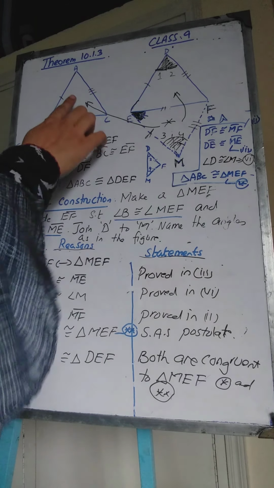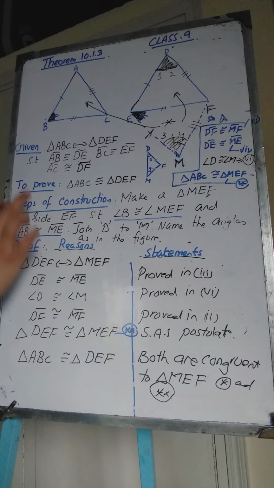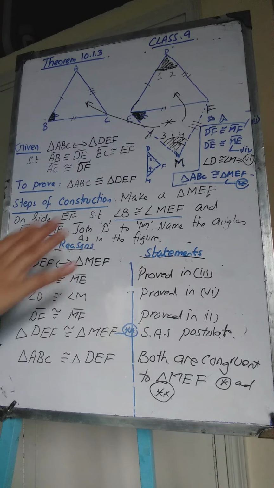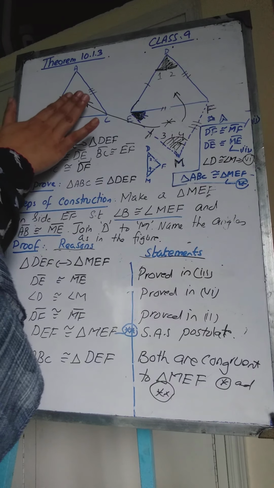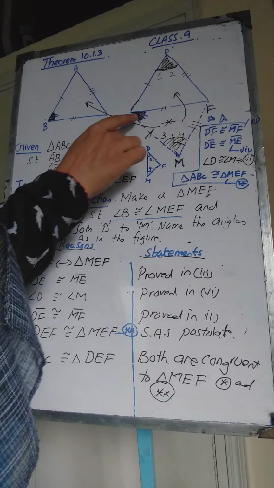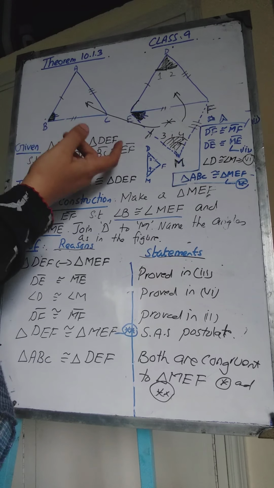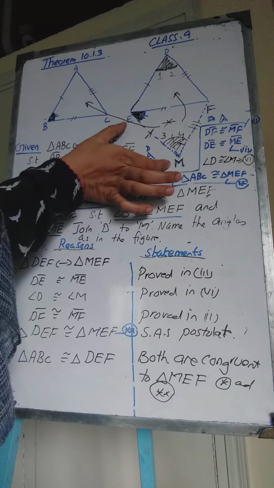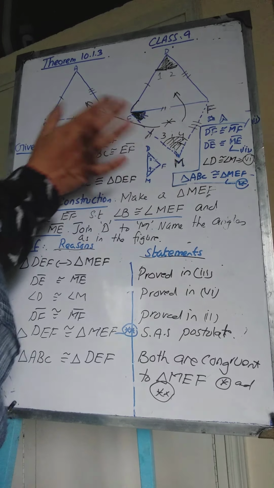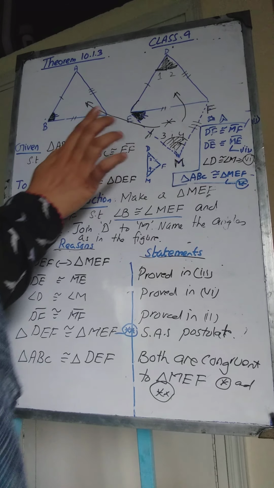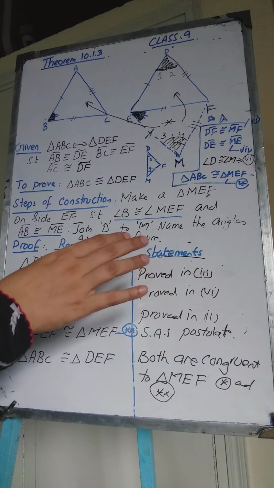Okay, so this is what we had to prove. We had to prove that triangle ABC is congruent to triangle DEF. The summary of all this was that first we proved that ABC is congruent to MEF. How did we do it? We made this angle congruent to B by steps of construction. Also AB we made congruent to ME. So AB was congruent to ME, BC was congruent to EF. This was given to us, and angle B and E were congruent. This is because we did it by steps of construction.